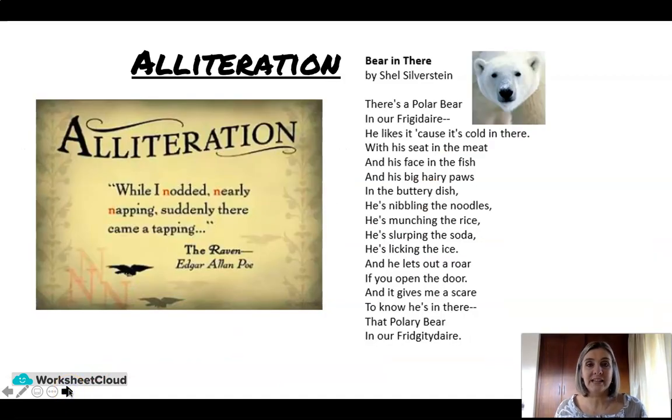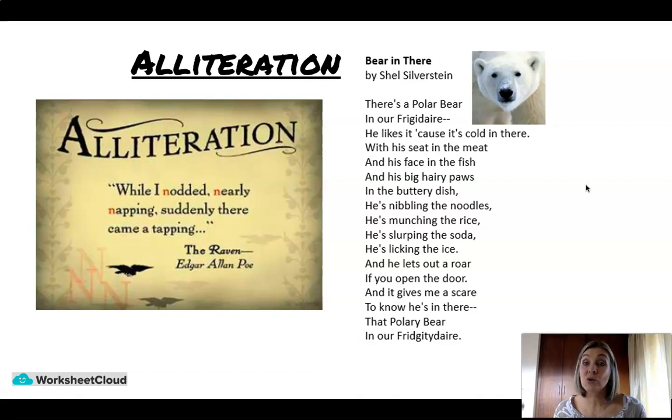So let's now look at an example of, again, some poems that use alliteration. While I nodded, nearly napping, suddenly there was a tapping. So there's the repetition of the sound, the N, nodded, nearly napping, the N sound, and then bear in there. I love this one. There's a polar bear in our Frigidaire.